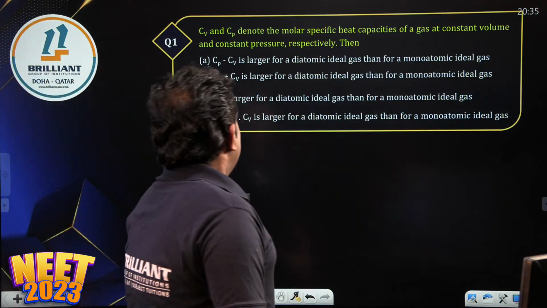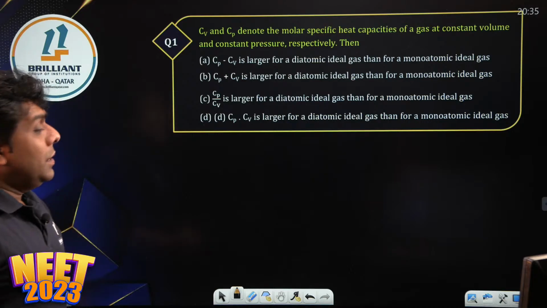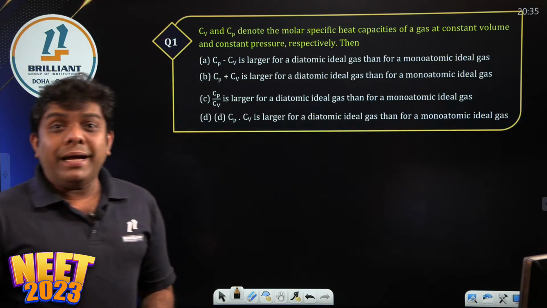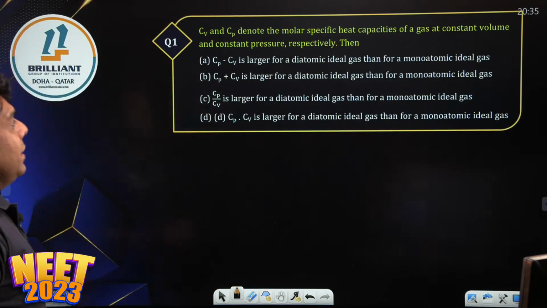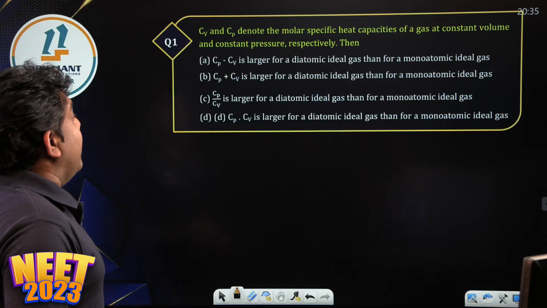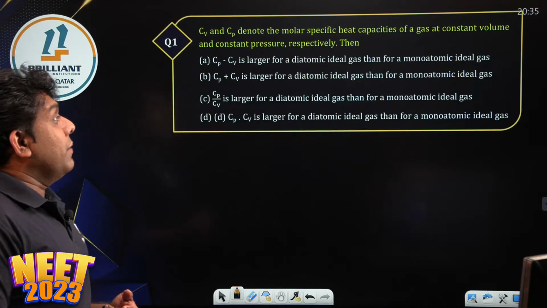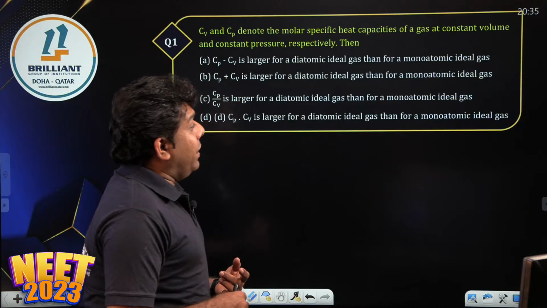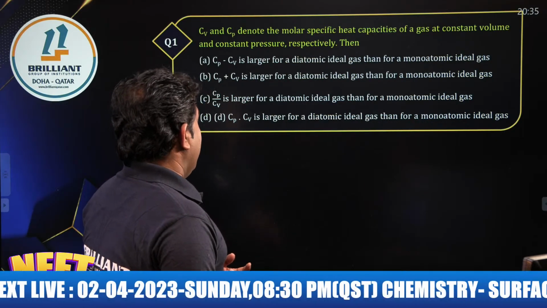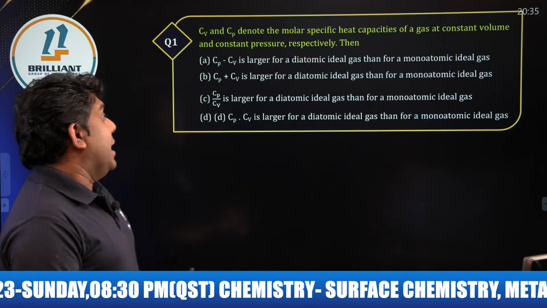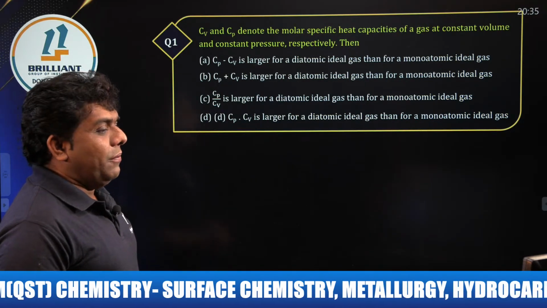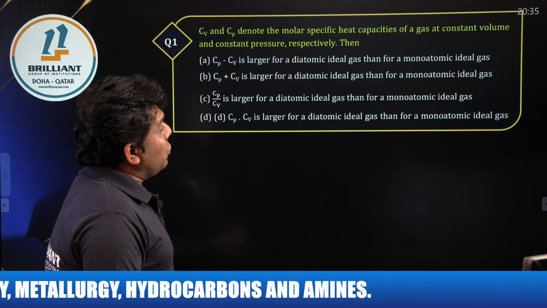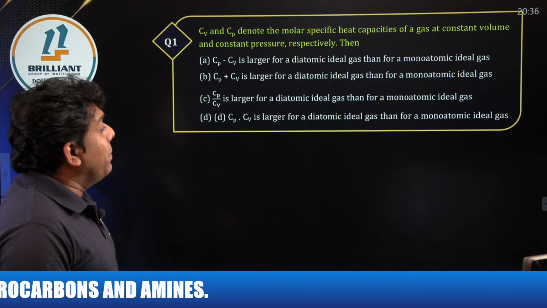Now please see. Cv and Cp denote the molar specific heat capacities of a gas at constant volume and at constant pressure respectively. Then, Cp minus Cv is larger for a diatomic ideal gas than for a monoatomic ideal gas. Cp plus Cv is larger for a diatomic ideal gas than for a monoatomic ideal gas. Cp by Cv is larger for a diatomic ideal gas than for a monoatomic ideal gas. Cp minus Cv is larger for a diatomic ideal gas than for a monoatomic ideal gas.